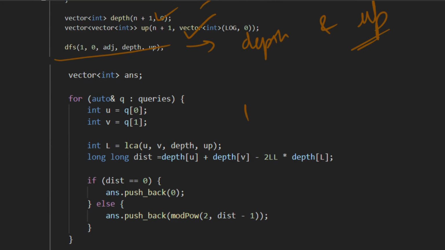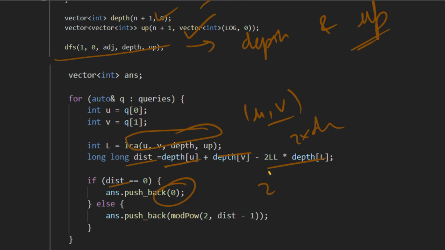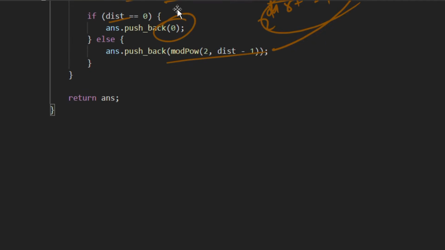When we get a query u comma v, the first thing we do is find the lowest common ancestor of u and v, and then we find the number of edges or distance between those two nodes, which is depth of u plus depth of v minus 2 times the depth of the common ancestor. Now if distance is equal to 0, then our answer is 0, else our answer is 2 to the power distance minus 1. So we use the mod power function to calculate that value and push it into our answer, and at the end we return our answer.